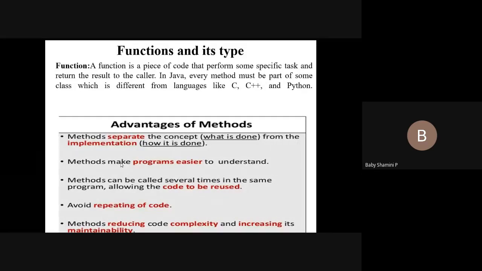So what is a method or function? We all know a function contains a sequence of code that is used to perform a specific task. So what is the importance of using functions? First, it reduces the complexity of the program. Second, the code can be reused. Next, we can avoid repetition of code. Next, debugging is easier, and detection and correction of errors is easier.